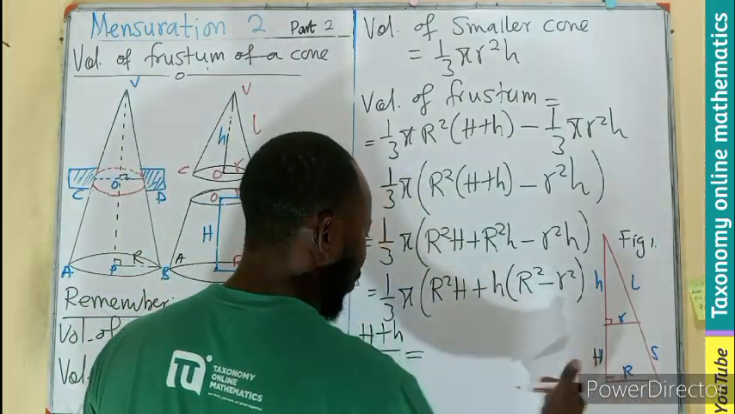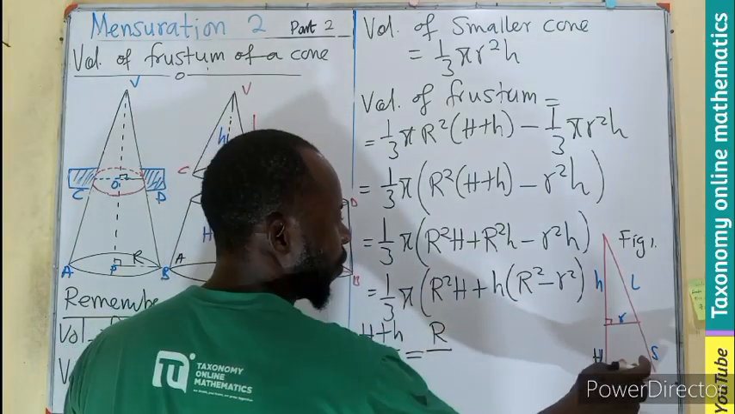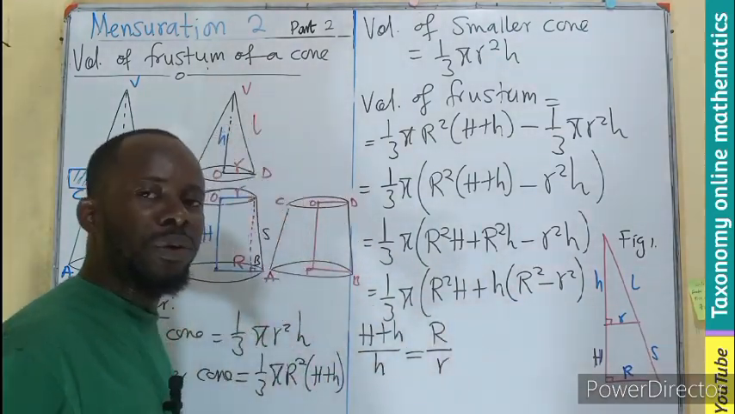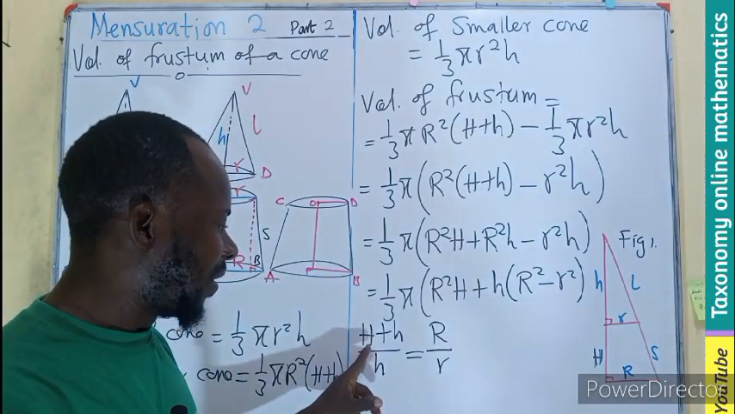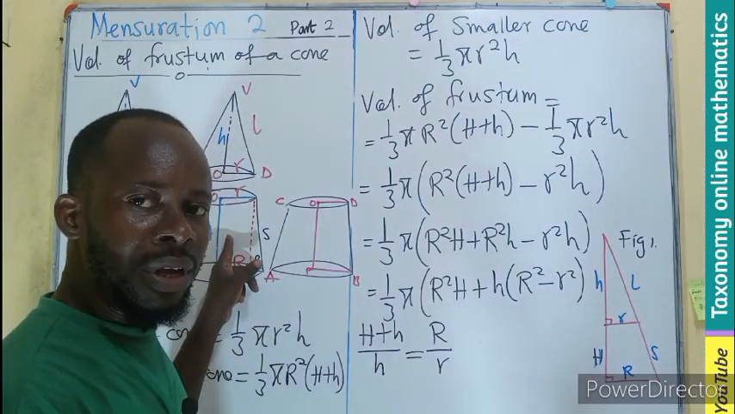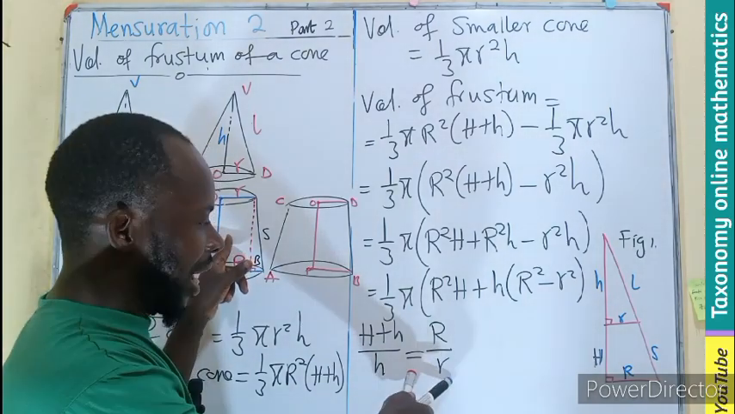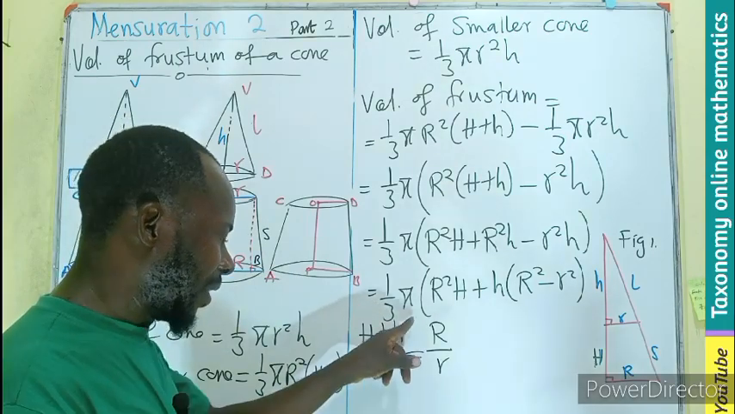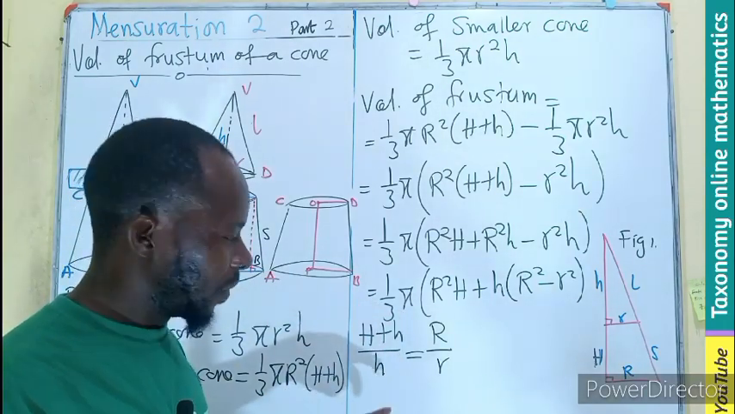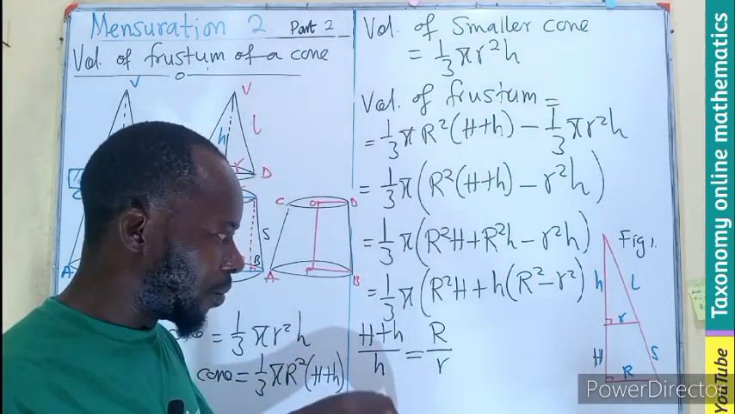Then the longer radius compared to the smaller radius. We want to compare that. If we check carefully, we can see that capital H is off here. The small r is not there; capital R is there, and small h. So we can make this the subject. The small h, we can make it the subject from here.